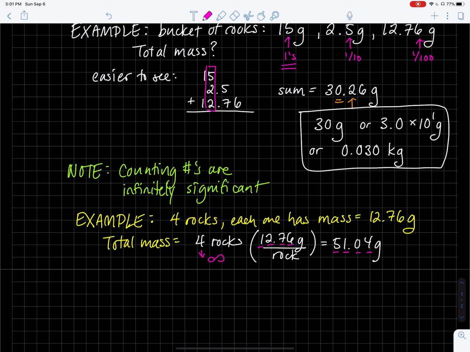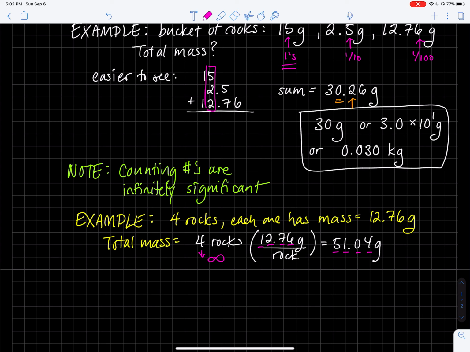The 4 rocks is infinitely significant. What I mean by that is it's not 1 sig fig, because I'm not unsure that if I give you a bucket with 4 rocks in it, it has somewhere between 3 and 5, now that I can count. That's not what I mean, right? I can count 4, absolutely, and I can be sure there are 4 rocks. I don't think there's 4.1 rocks, there are 4 rocks. They're countable integer numbers. So that number is infinitely significant, meaning it doesn't affect the calculation at all. And so in this case, you go with the 4 sig figs.